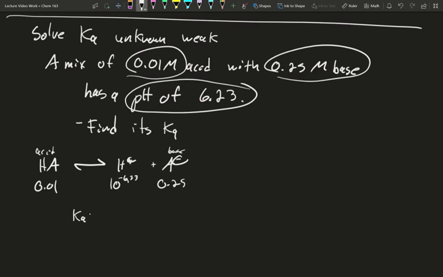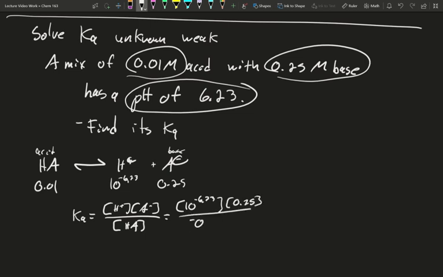My Ka must equal my products over my reactants. So if I'm at equilibrium and have these concentrations, I can simply plug them in to solve my Ka. 10 to the negative 6.23, times 0.25 over 0.01. Multiply all that out, solve my Ka. And I'll find a Ka of 1.47 times 10 to the minus 5.